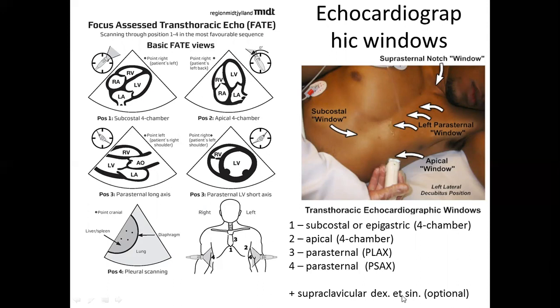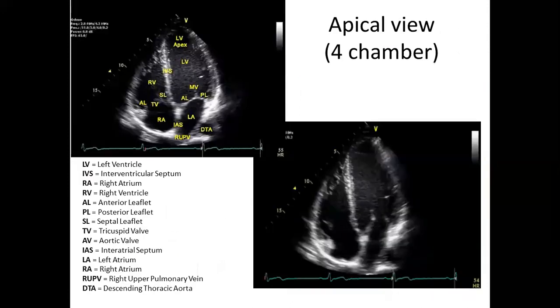Sometimes, yes, we can make some additional windows like supraclavicular window or suprasternal window for some vessels evaluation. Sometimes subcostal window right here, that is the only possible window because transthoracic imaging has its own limitations. So let's speak about the first window.